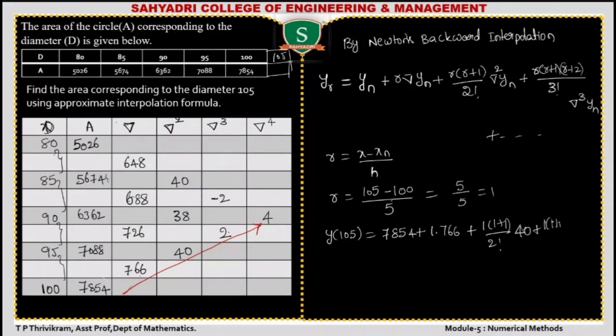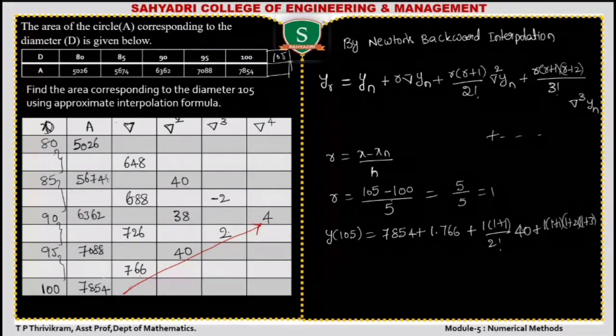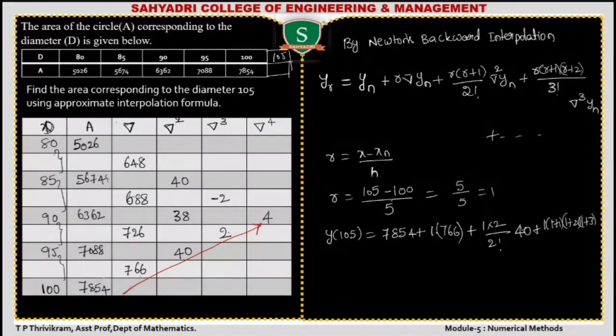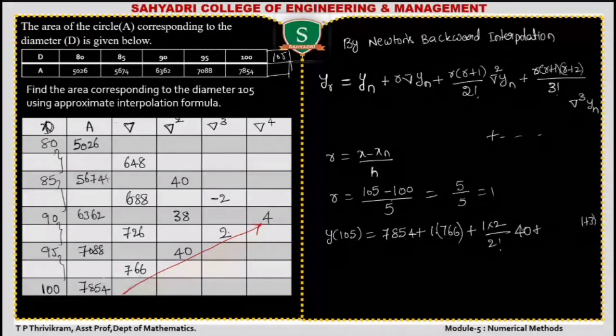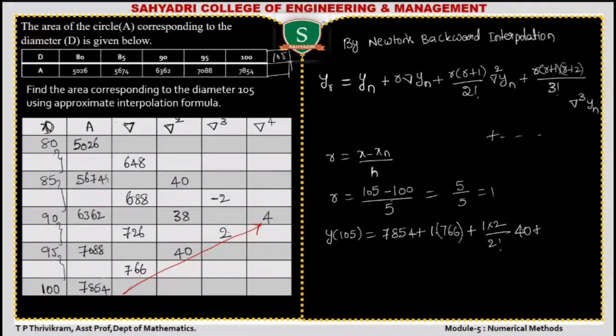Next, 40 plus 1 into 1 plus 1 into 1 plus 2 into 1 plus 3. Sir, is it 1.766 or 1 into 766, sir? This is 1 into. Okay. So if you understood this, you can write directly 1 into 2. Here also, if you understood properly, you can write 1 into 2 into, you have to add one more for that, 3 will get. So 1 into 1 plus 2.